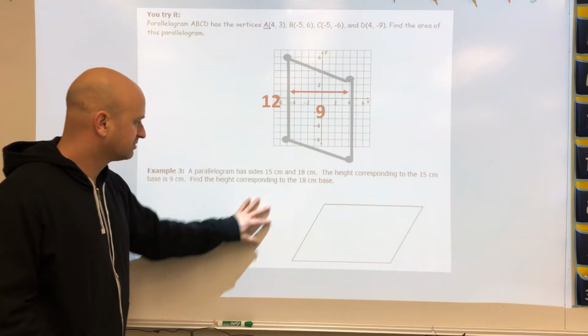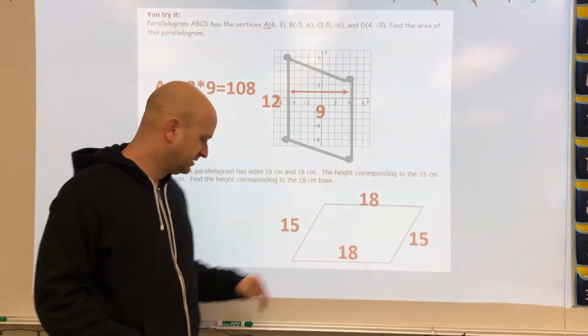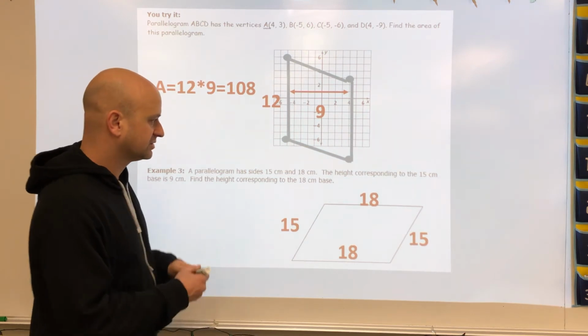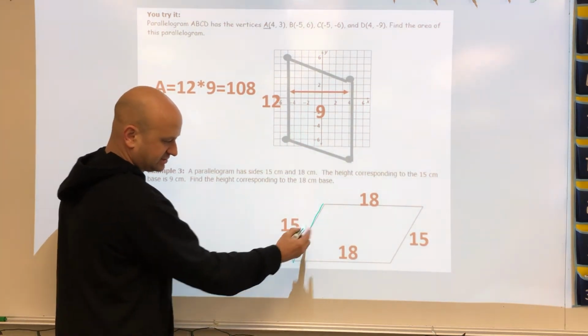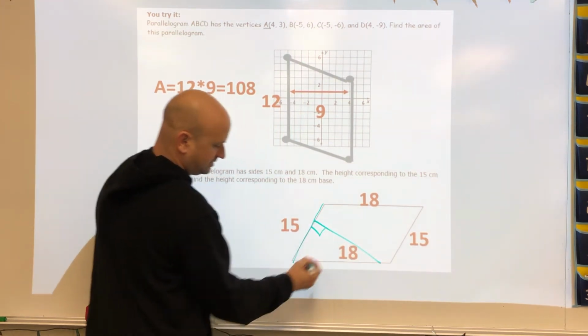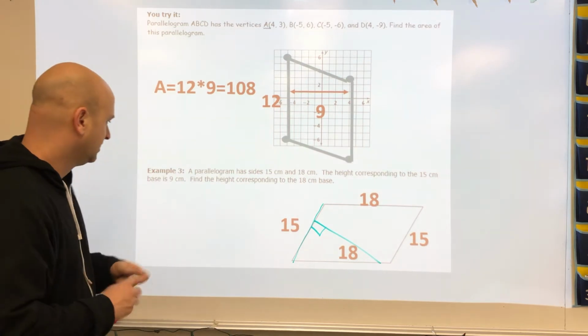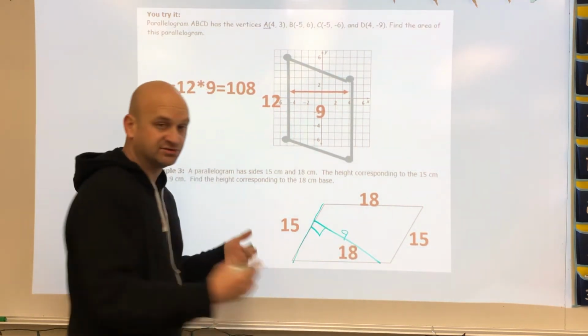All right, then we have these problems here where they give you the side lengths, and then they want you to say, okay, there's a corresponding height. So in this case, this base has a corresponding height, and remember, again, we said that it has to be perpendicular, and so that one would be 9. So 15 times 9 would give you the area.